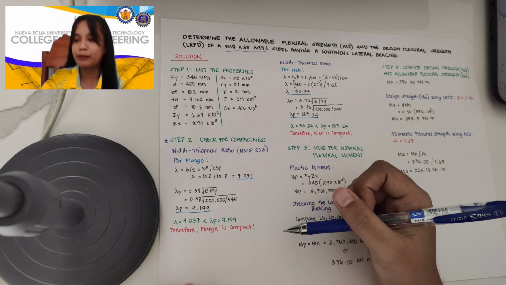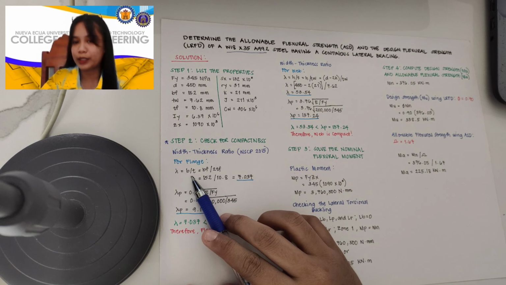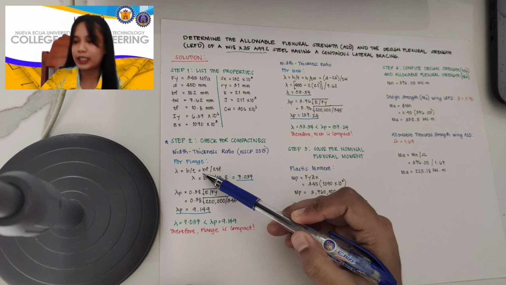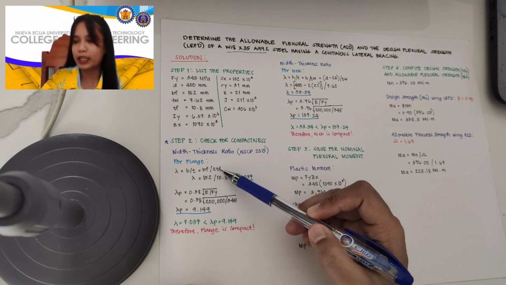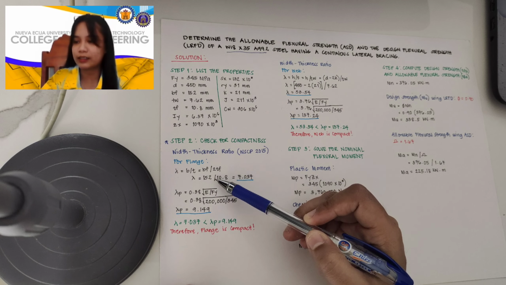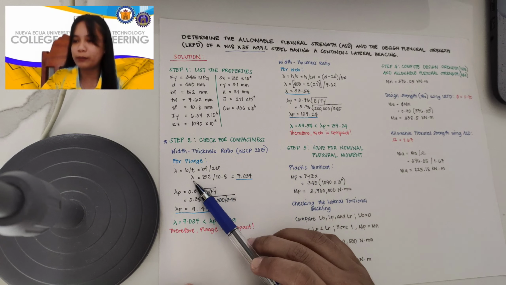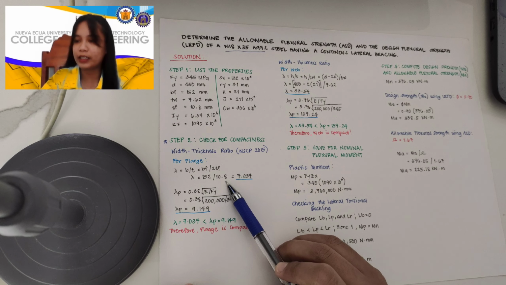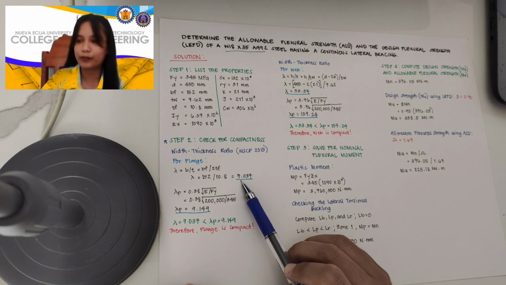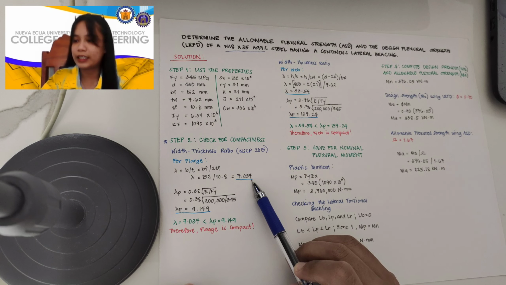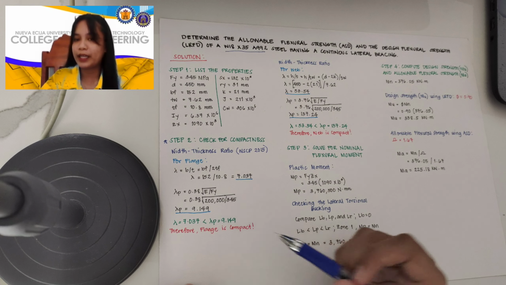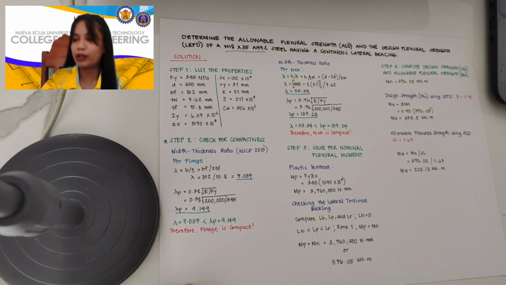So lambda is equal to b over t, which is bf over 2tf, or yung twice ng ating thickness ng flange, is equal to 152 over 10.8, and we will have the lambda of 7.037. Base lang, yung base natin is all over lang sa twice of the thickness. So yun ang ating lambda.